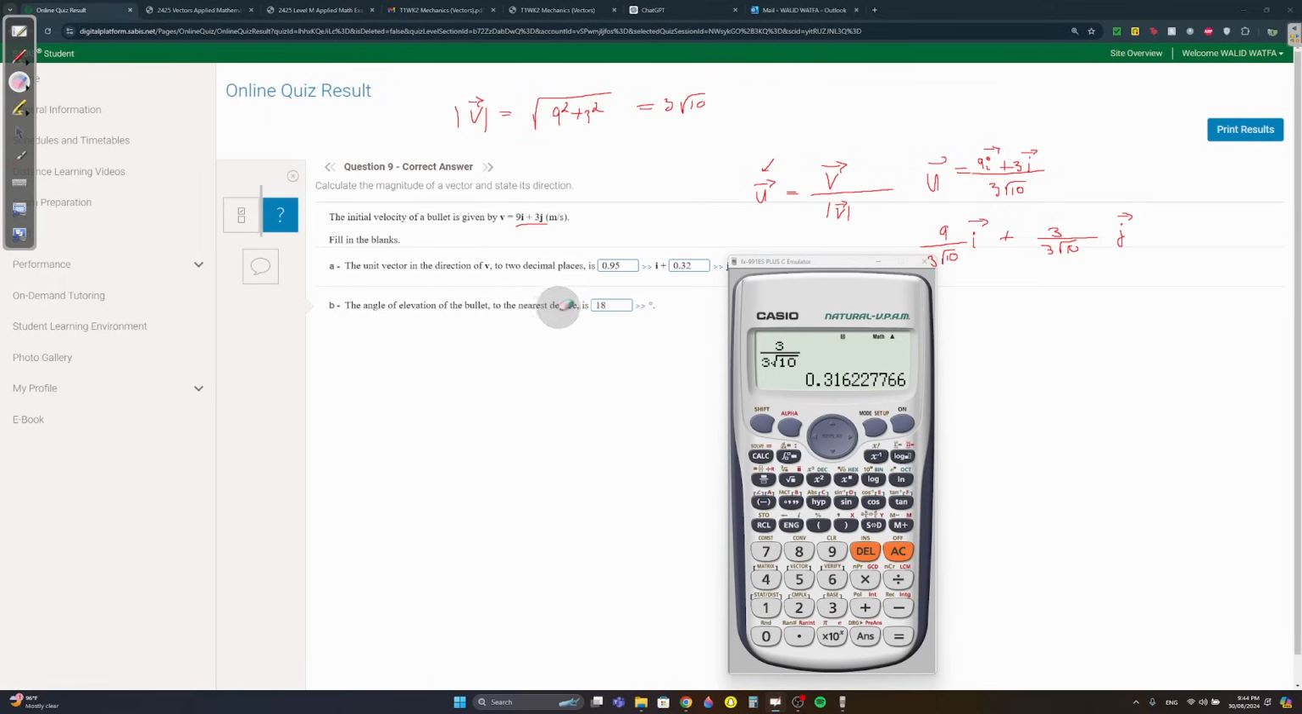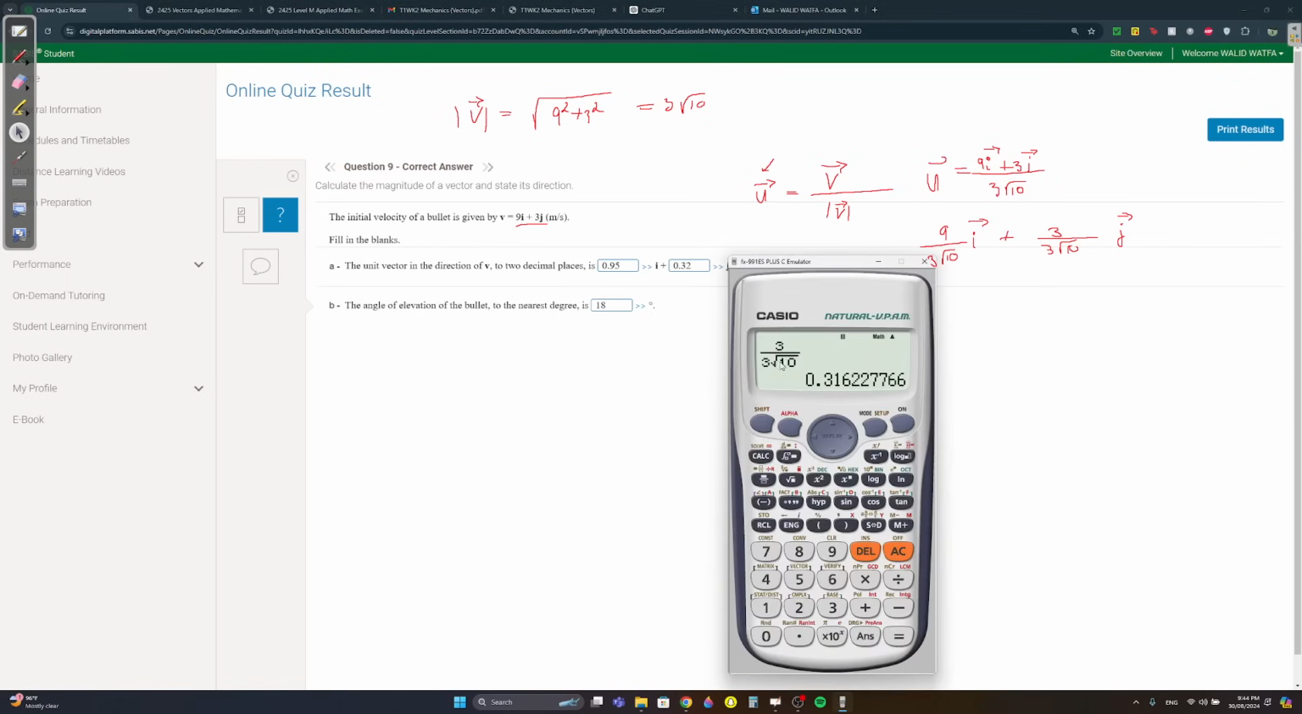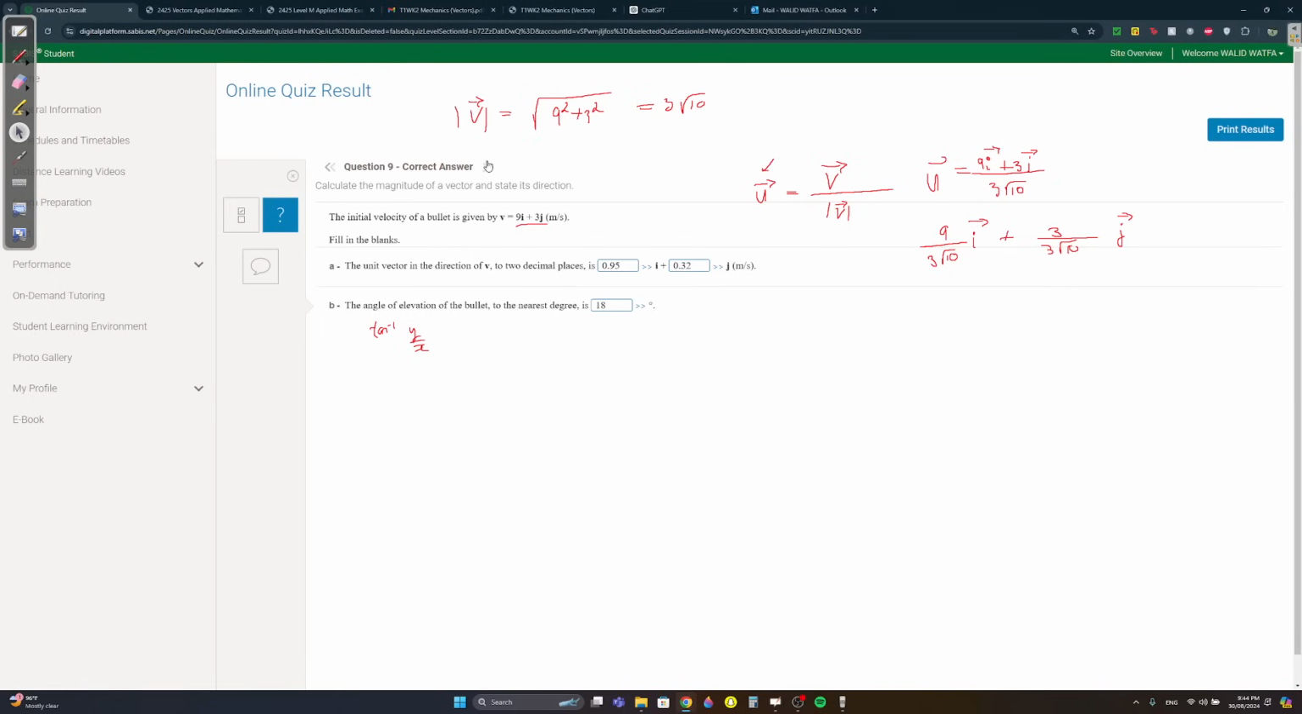Then they want the angle of elevation of the bullet. I got 18 degrees. I got this wrong the first time because I used the unit vector. But what do we want? We want the angle of elevation. For the angle, we do shift tan y over x. Did we say anything about doing shift tan with the unit vector? No, we didn't. So we simply use the normal vector we had. So shift tan of 3 over 9 gives 18.4. They said the nearest degree, so 18 degrees.